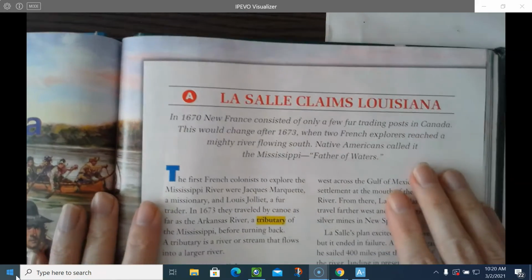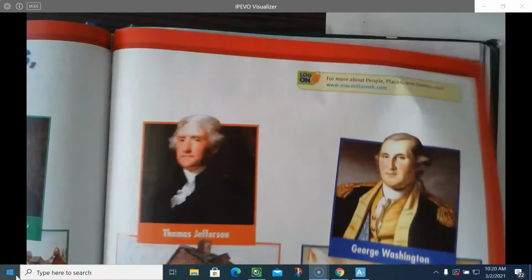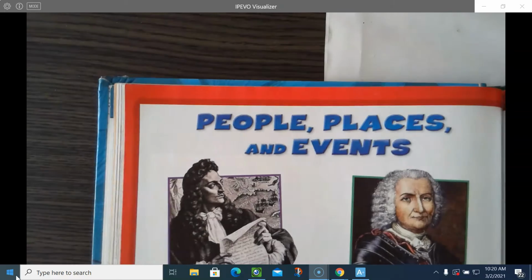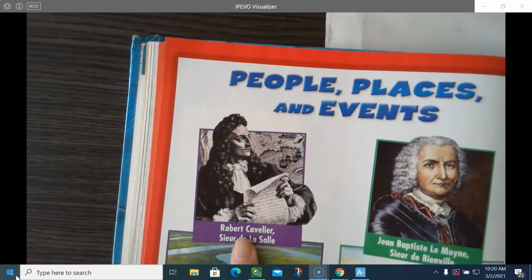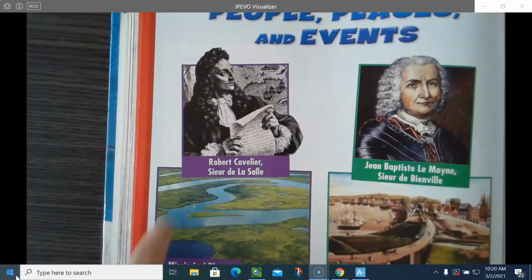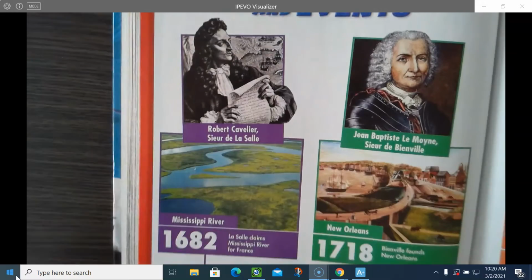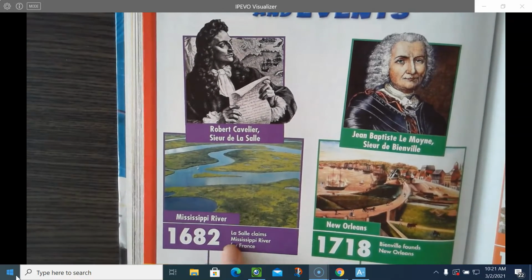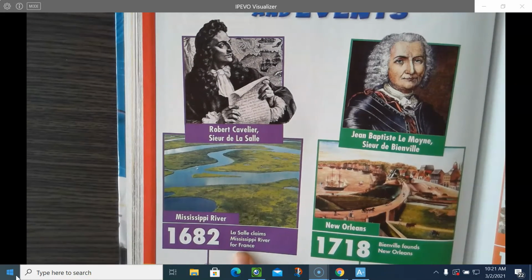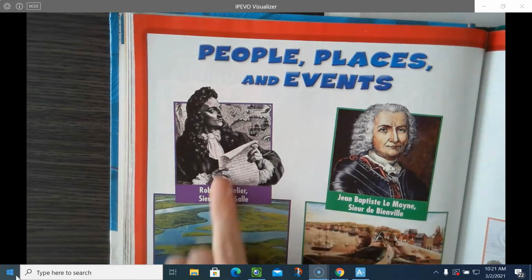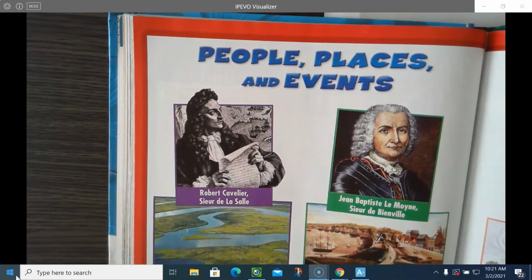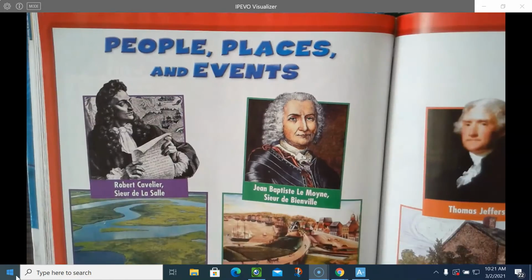All right. And La Salle's picture, let me just show you. He is right here on our timeline. We're talking about 1682 when La Salle is first kind of exploring along the Mississippi River for France. So that is a picture of Robert Cavelier Soulé de La Salle. All right.